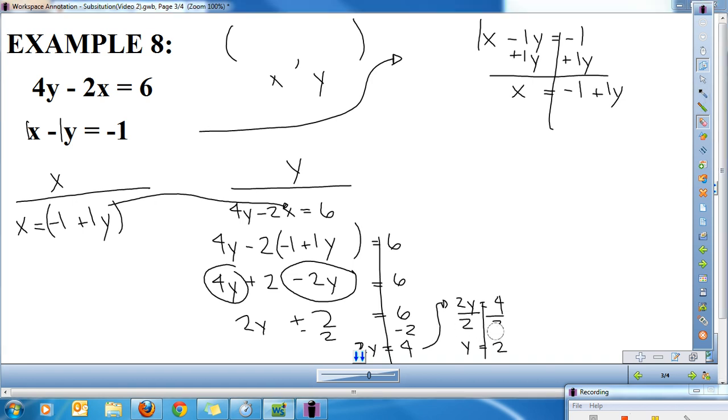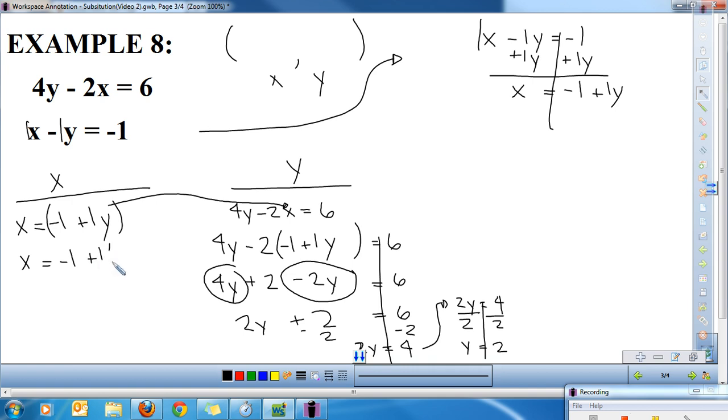Let's make sure. Let's see about x. If I know that x is going to be equal to negative 1 plus 1y, let's see what it would be. Negative 1 plus 1 times y, which was 2. Now remember, you don't need this 1 because 1 times 2 is just 2. So I'm going to rewrite negative 1 plus 2, and negative 1 plus 2 is 1. So I think that x is 1. I think that y is 2.